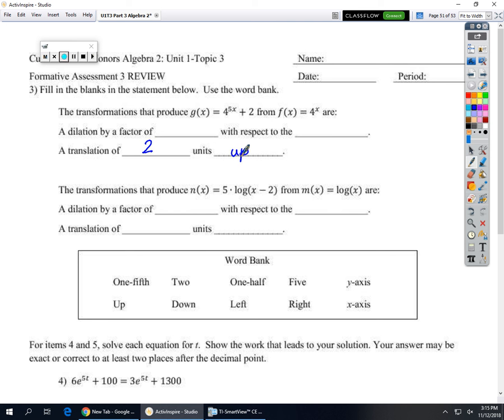The harder part's the dilation, so it has something to do with 5. So since it's multiplying with the x, we need to think about it horizontally. Remember, whatever happens with the x values ends up going contrary to what we would like. So it's not really 5, it's dilation by a factor of 1/5.